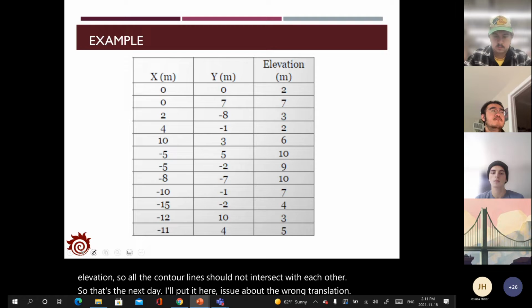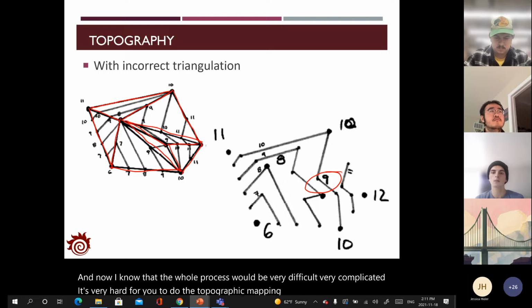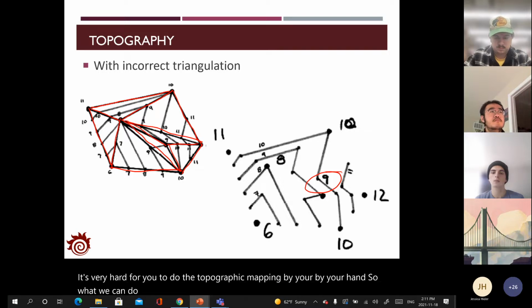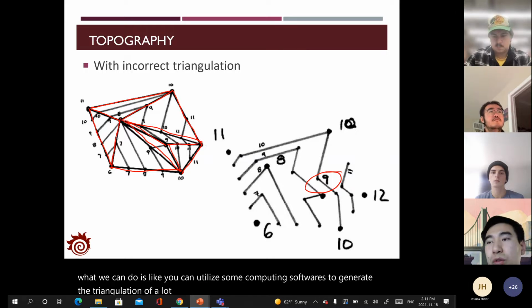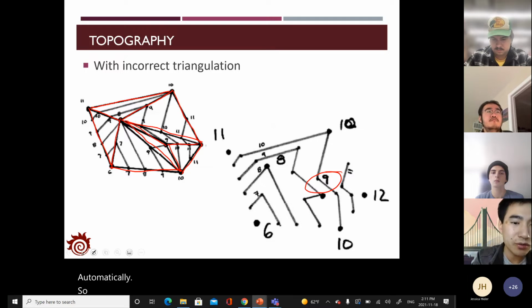And now I know that the whole process would be very difficult and very complicated. It's very hard for you to do the topography mapping by hand. So what you can do is utilize computing software to generate the triangulation of a lot of points and also to form the contour, the topographic mapping, automatically. So here I'm going to give you an example.